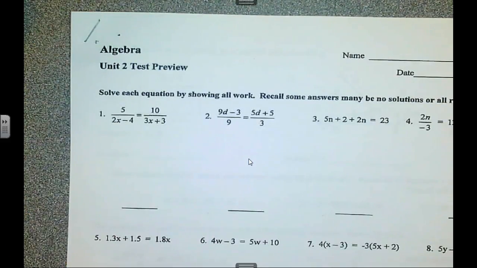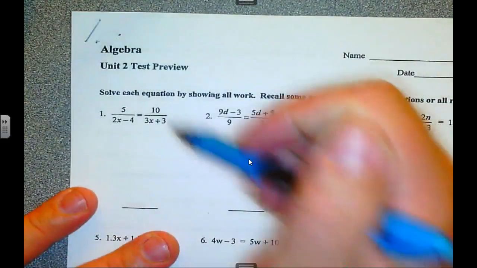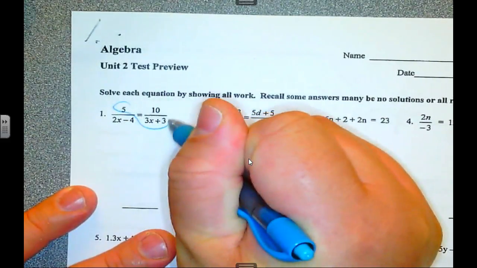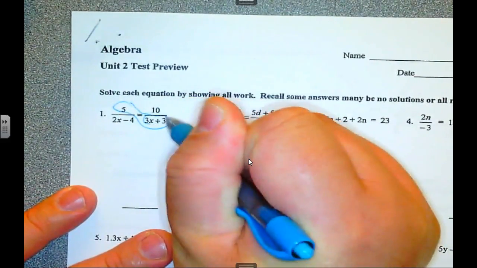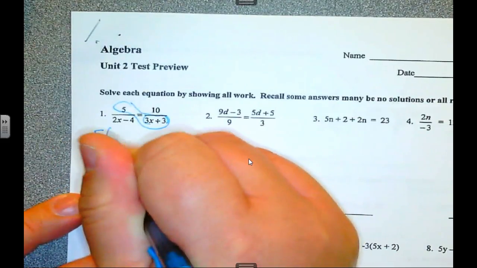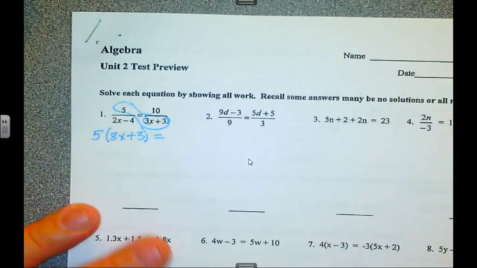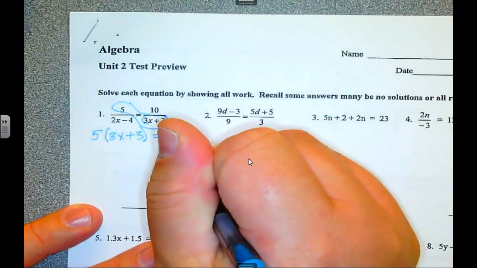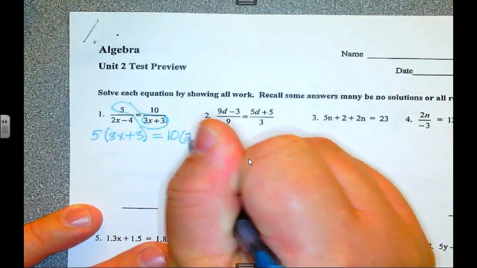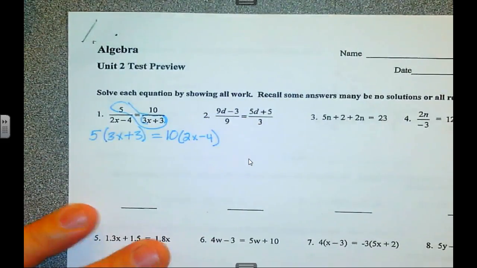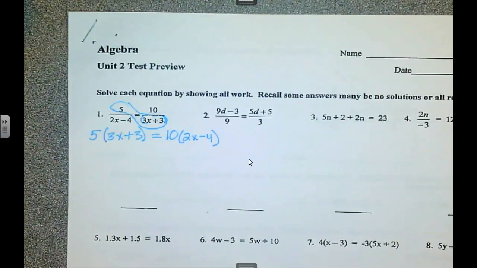First part's pretty easy, right? Proportions. How do we solve proportions? Cross multiply. Awesome. Let's see. Cross multiply. I have quantities here. Be careful. 5 times the quantity, 3x plus 3, equals 10 times the quantity, 2x minus 4. And solve for x. What do I do next?